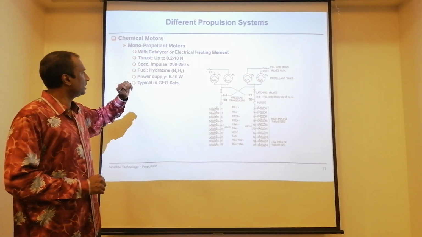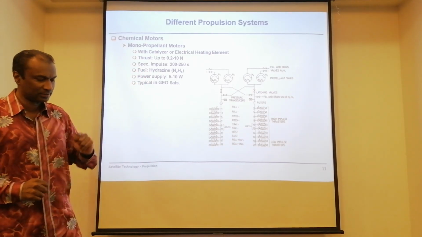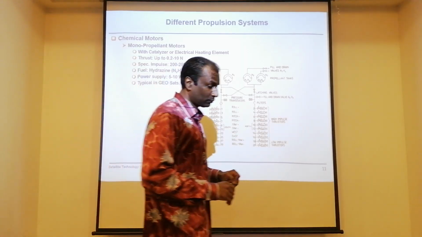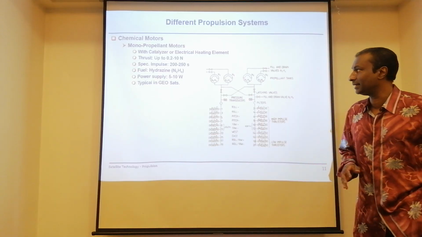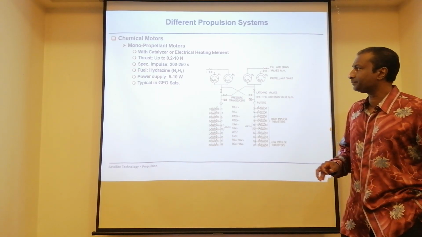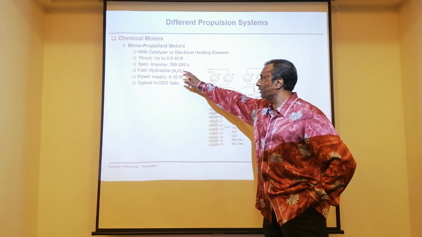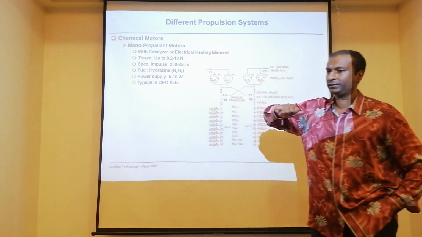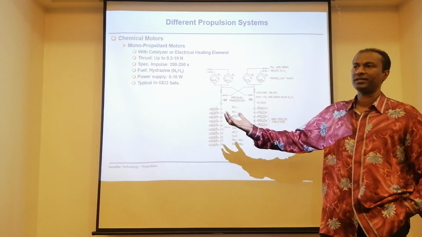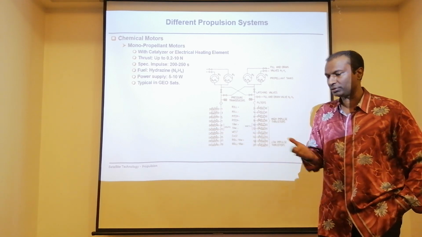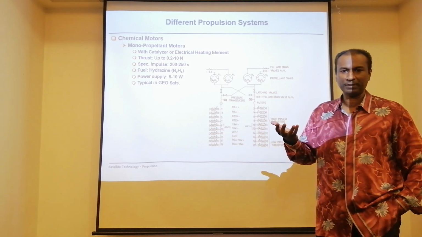Okay, this is what it means. A typical fuel that we use is hydrazine, N2H4. N2H4 hydrazine is a very typical fuel that you use in satellites. And then you use a power supply also here, 5 watt, 10 watt. Can you imagine, you're harvesting energy from the sun through the photovoltaic cells, you're generating solar power.